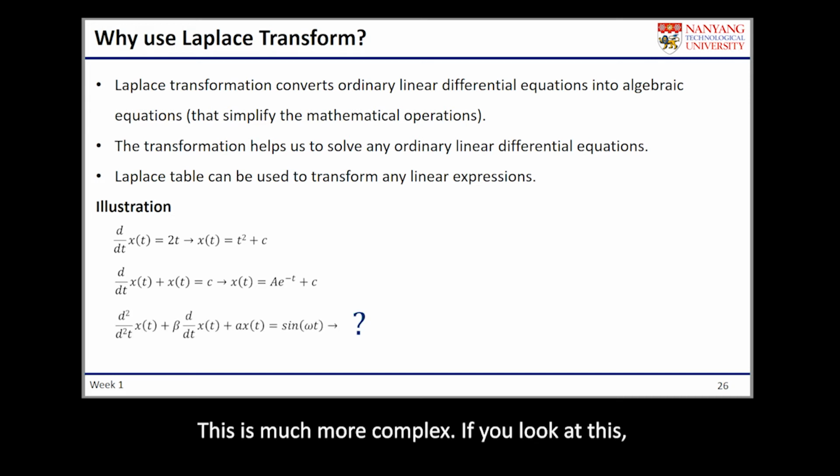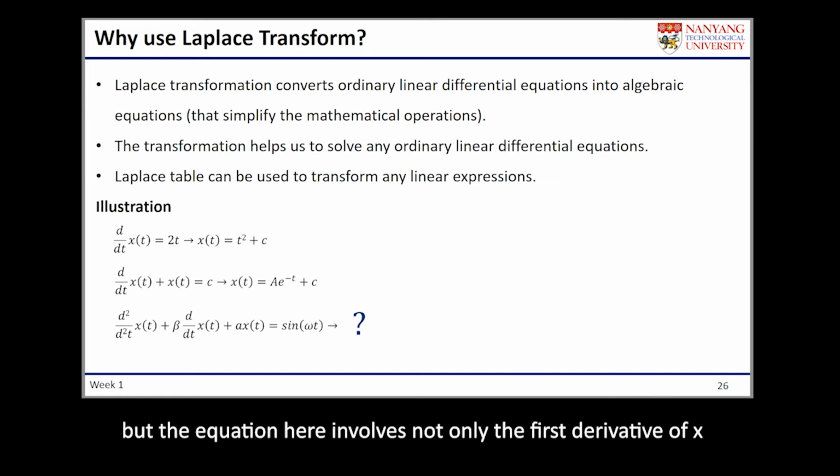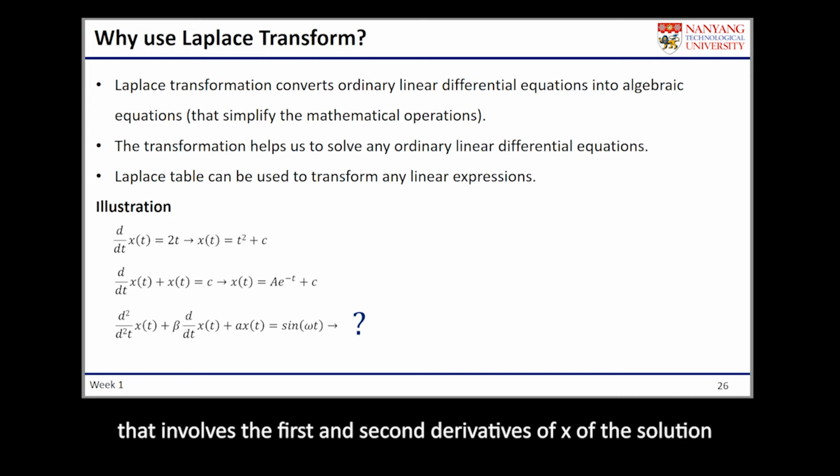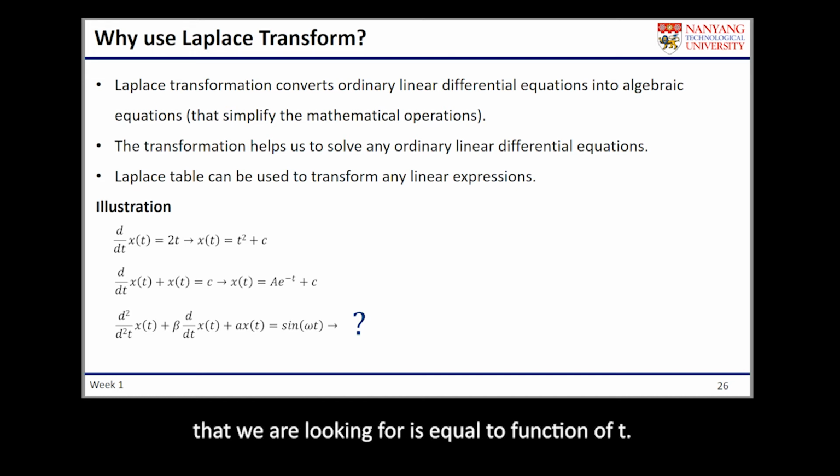This is much more complex. If you look at the problem here, we want to find the solution x(t), but the equation involves not only the first derivative of x, but also the second derivative of x, where in this equation you can see alpha and beta, both of them constants. This equation that involves the first and second derivatives of x, the solution that we are looking for, is equal to a function of t. You want to find the solution x(t). This is not easy. This is definitely not easy. You cannot solve it in a straightforward manner.